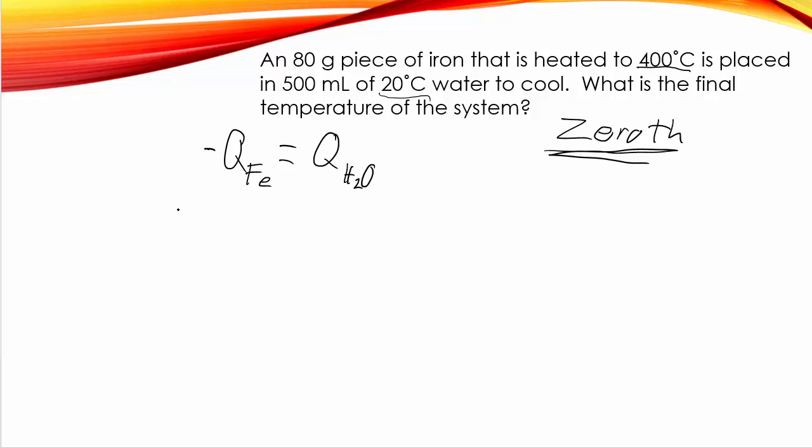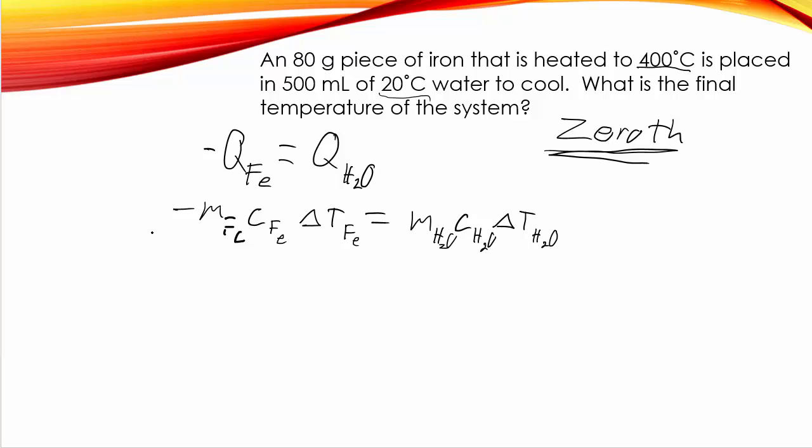So we're going to have negative M of the iron times C of the iron times delta T of the iron equals the mass of the water, I'll just put H, specific heat of the water, times the change in temperature of the water. And I might as well write H2O on there. Okay. So we can go ahead and start plugging in some values here.